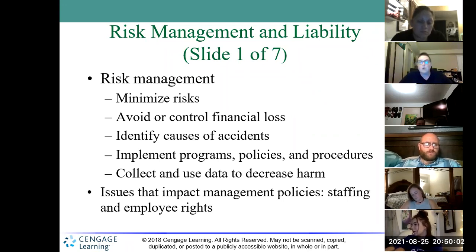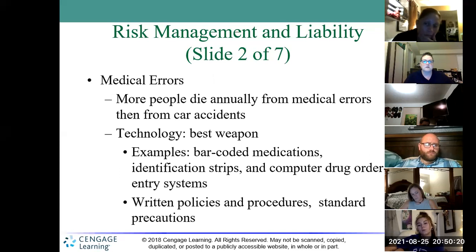You may slip and fall, because stress is a distractor. And so that is a big thing. Employee rights is another one. It's about making sure that these policies are in place to protect the employee rights as well as the patient. So these are some things that impact those policies.